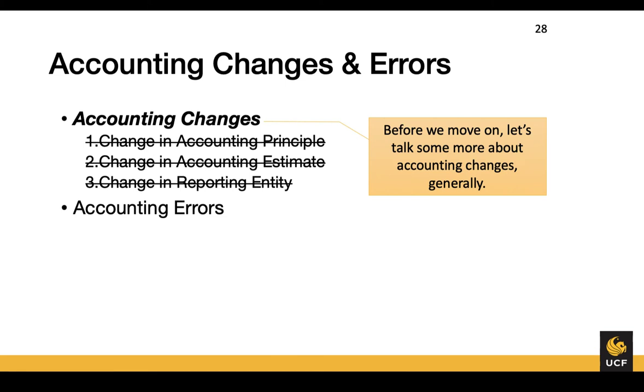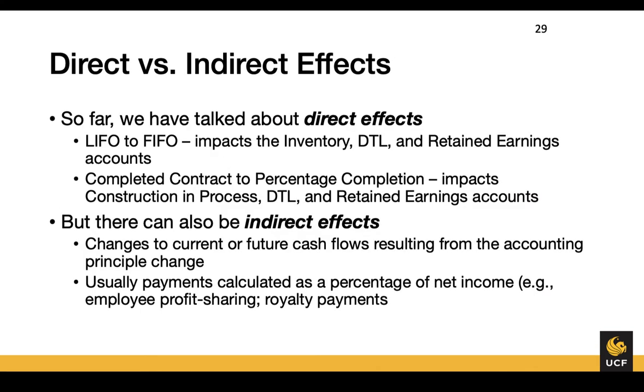Now that we've talked about all three types of accounting changes, let's consider a few more general items regarding all types of accounting changes. So far, all the effects we have talked about are direct effects. To switch from LIFO to FIFO, we made a journal entry that impacted the inventory, deferred tax liability, and retained earnings accounts. To switch from completed contract to percentage of completion, we made a journal entry that impacted the construction in process, deferred tax liability, and retained earnings accounts. These were all direct effects.